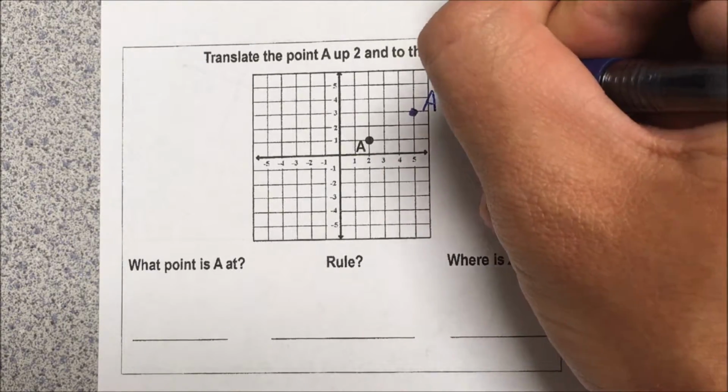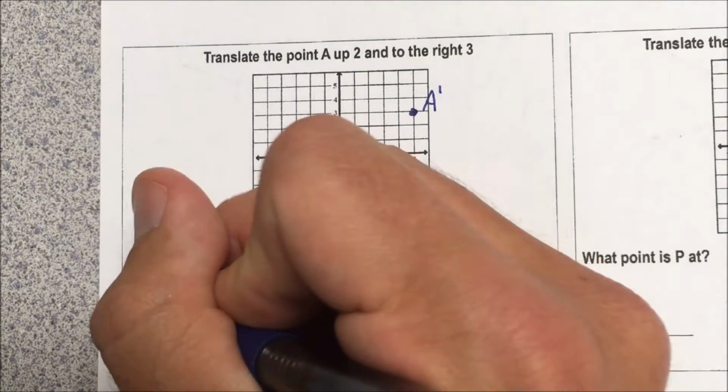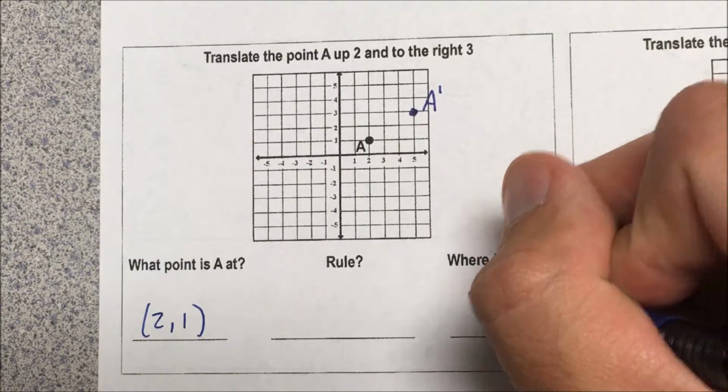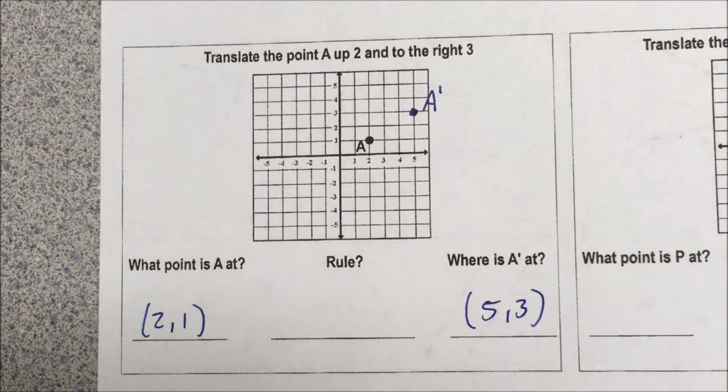And we call that point A prime. If we moved A over to that point, it's going to be A prime once we move it. So we started at 2, 1, and we ended up at 5, 3. And how did we get there?